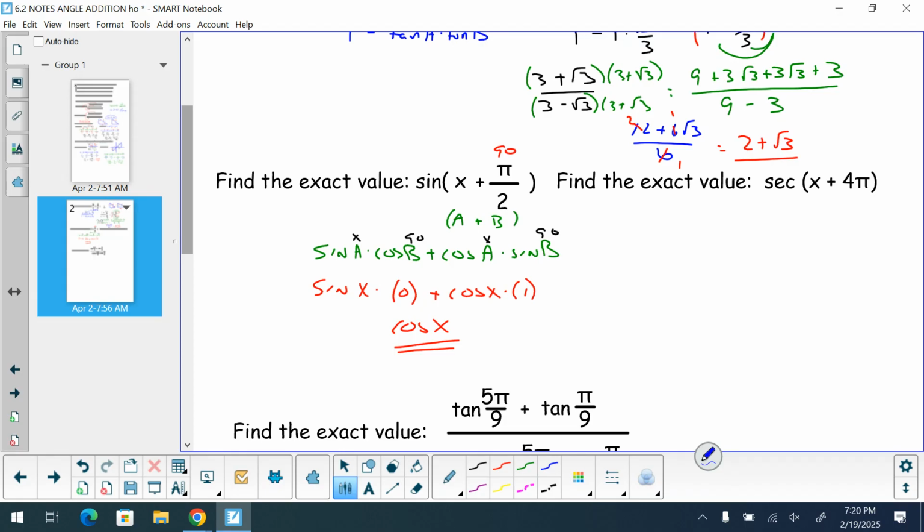Four pi, 720. We can rewrite this as 1 over cosine of x plus 720. So now we're expanding out the cosine of A plus B. So try expanding it out. One of each, and my sign changes. All right, we have cosine, cosine minus sine, sine.